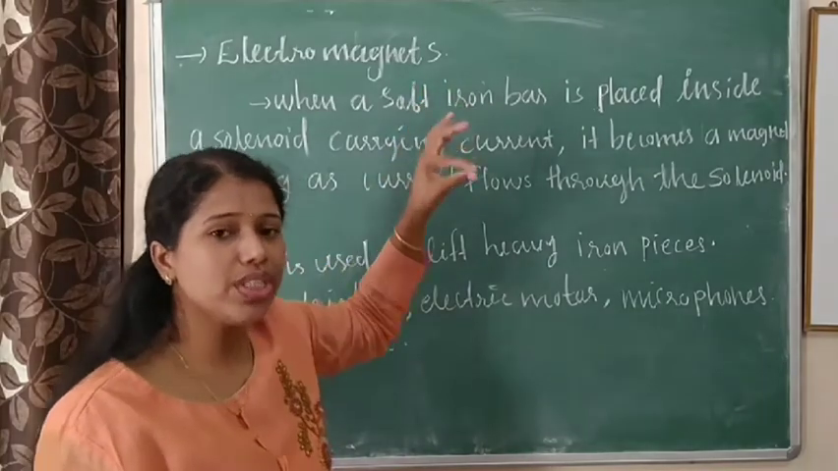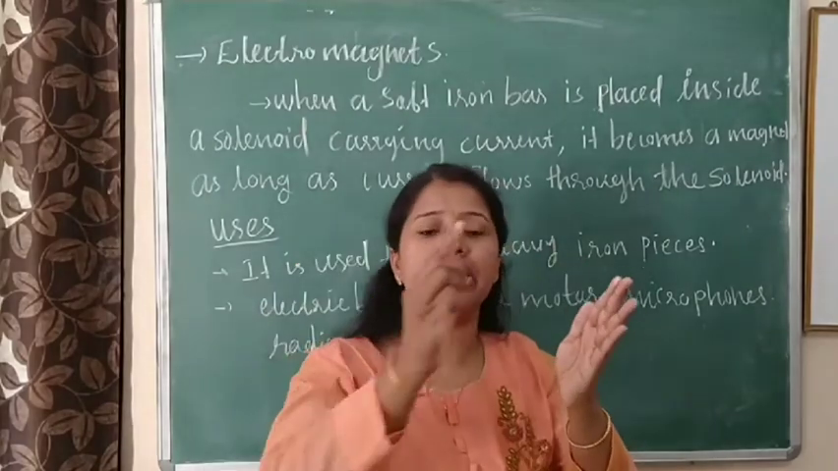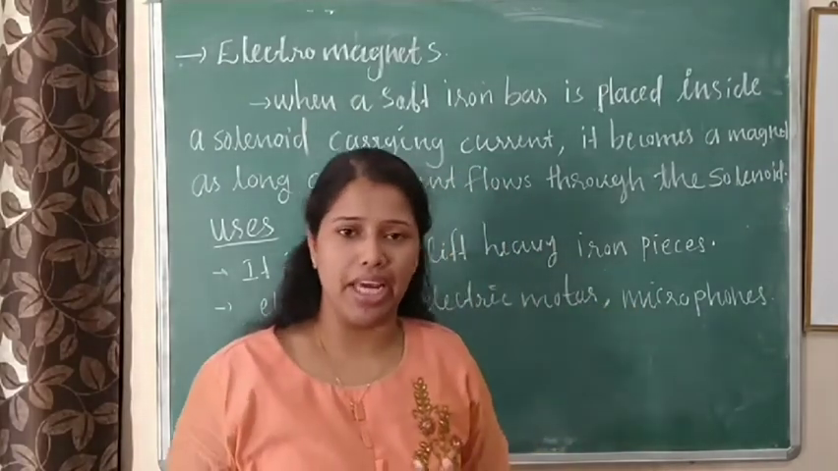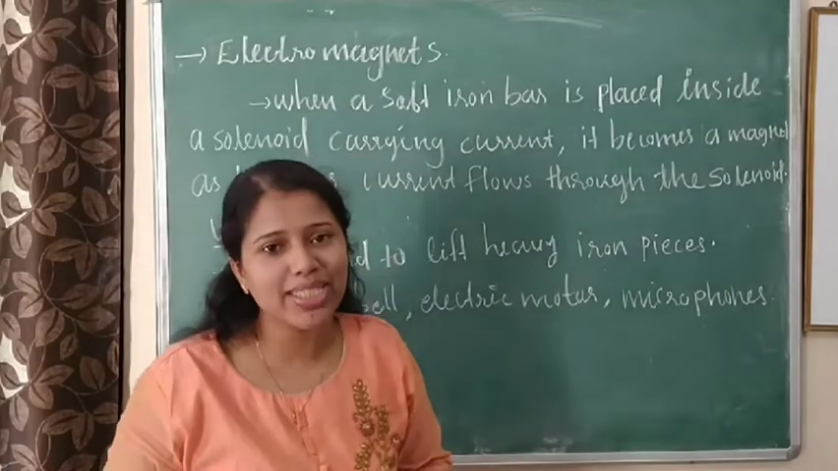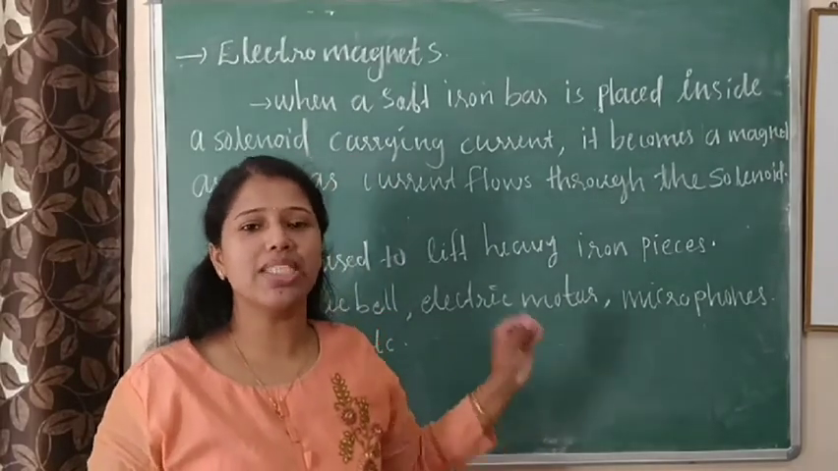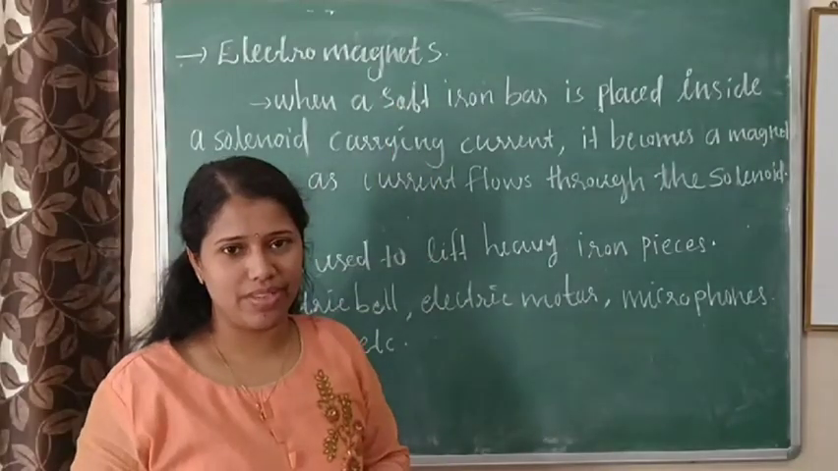We have to use one iron bar. Afterwards, we have to wrap copper wire around it, connected with the battery and key. When the key is closed, current is passing through that circuit, then it becomes like a magnet. That magnet is known as an electromagnet.